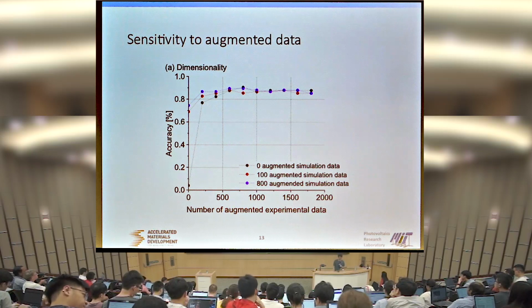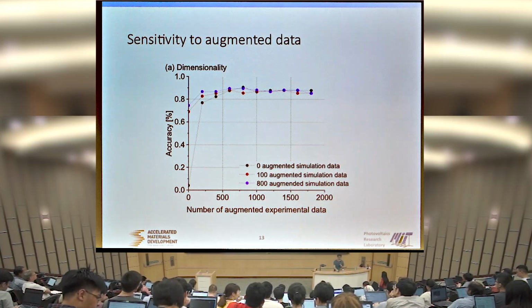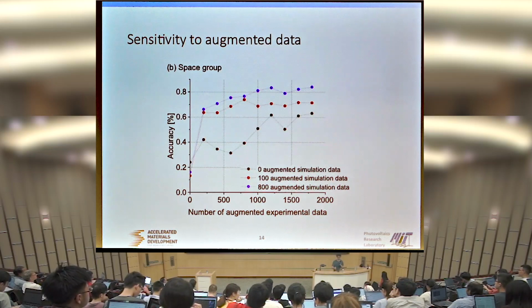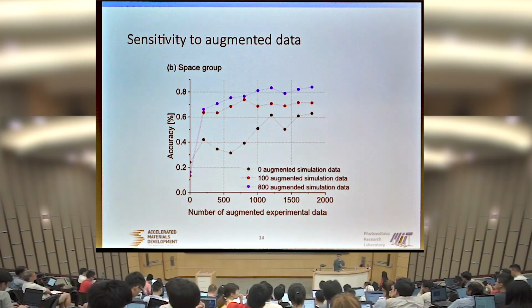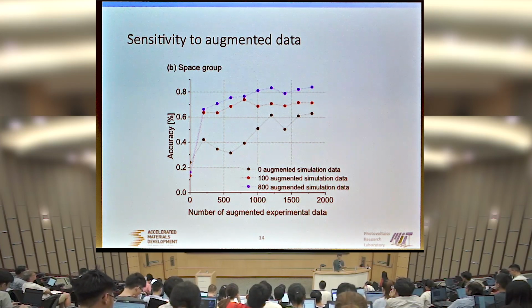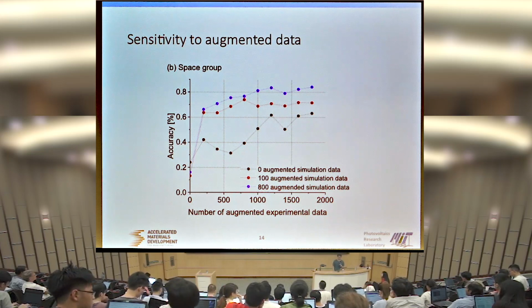We also tried to play around with the number of augmented data. We found there's a sort of a threshold. You need to augment your experimental data to around 200 or 300 for dimensionality prediction, and to around 1,000 for the space group prediction. That's understandable because space group has more labels. For this data set, we have 7 space groups, but for the dimensionality, we have 3. And the accuracy for space group prediction is a little bit lower. The best accuracy you can get is around 84%.